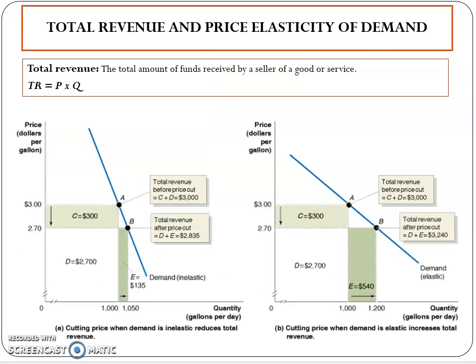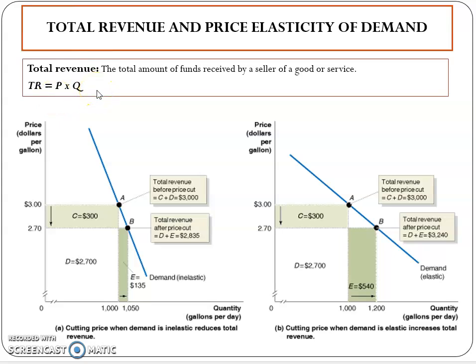Now let's take a look at total revenue and the price elasticity of demand. These coefficients that we're analyzing help businesses make better pricing decisions. When a business is making a price decision, whether to raise prices or lower prices, one of their considerations is going to be the effect that that price change has on their total revenue. Total revenue is the total amount of funds received by a seller of a good or service. It's measured by the price of the good times the quantity.